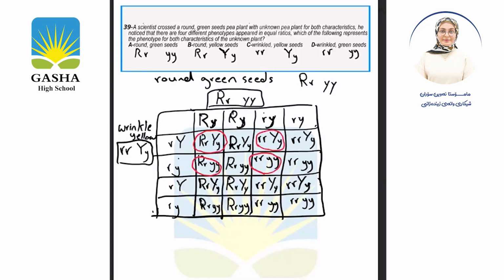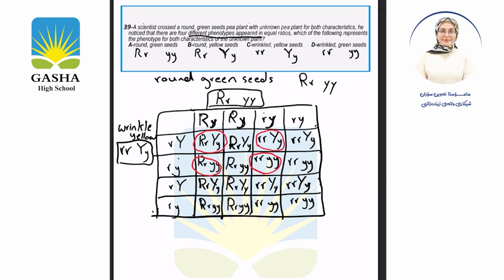Question 39. A scientist crossed a round green seed pea plant with an unknown pea plant for both characteristics. They noted that there are 4 different phenotypes appearing in equal ratio. Which of the following represents the phenotype for both characteristics of the unknown pair? So we are searching for the unknown plant.